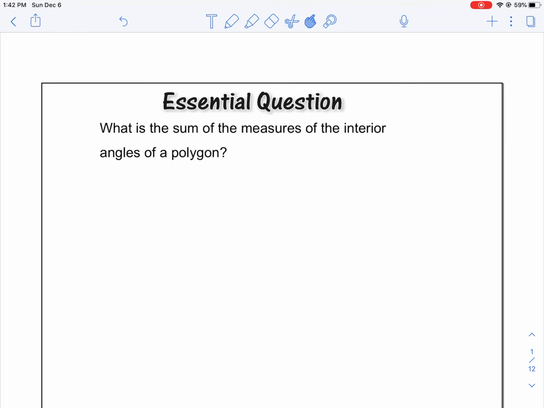Hello everyone, this is section 7.1 of geometry, and our essential question today is what is the sum of the measures of the interior angles of a polygon? Now when we're talking about polygons, we're going to name them by the number of sides they have.